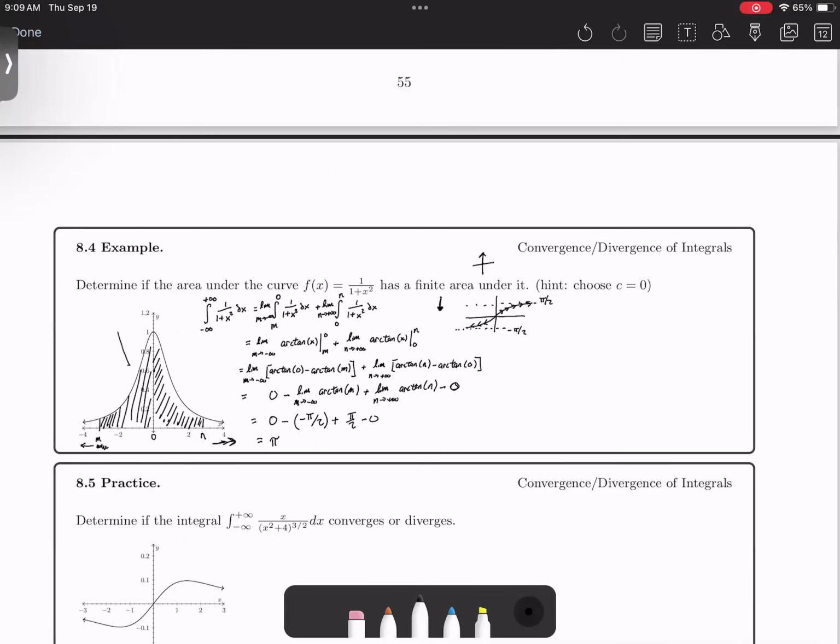So the area underneath this function 1 over 1 plus x squared is finite. The integral converges, and it converges to the value of pi.